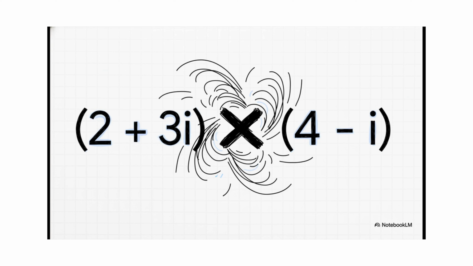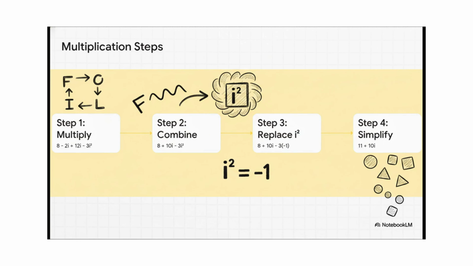What about multiplication? Well, it's just as straightforward, believe it or not. Let's try multiplying these two complex numbers together. So we just multiply them out, like we always would, using FOIL. You remember? First, outside, inside, last. Then we combine the i terms. And then, bam, here's where our one new rule comes into play. Anytime you see an i squared, you just swap it out for a -1. From there, you're just cleaning things up to get the final answer. See? It all flows from that one simple rule.